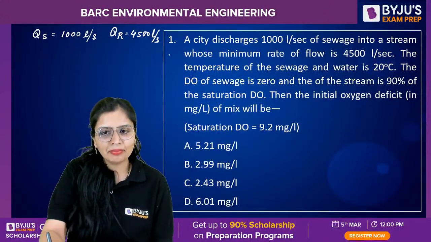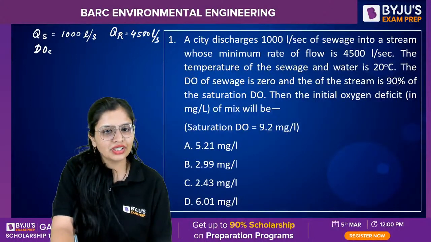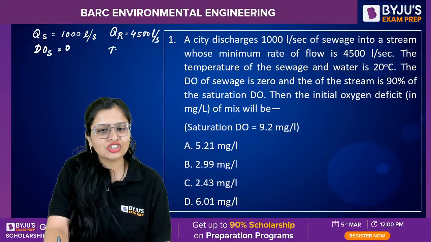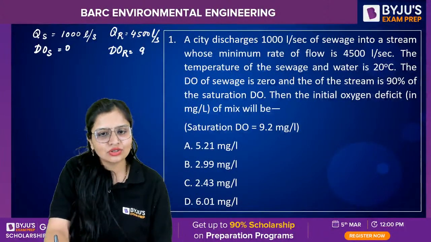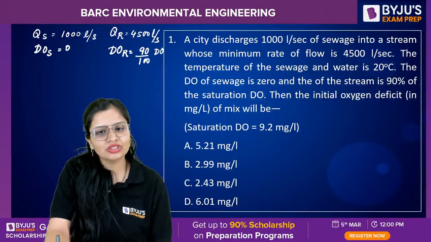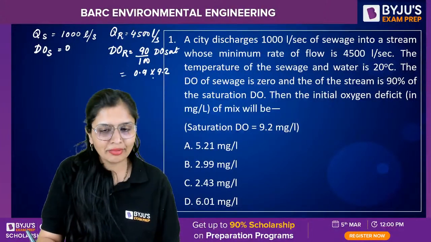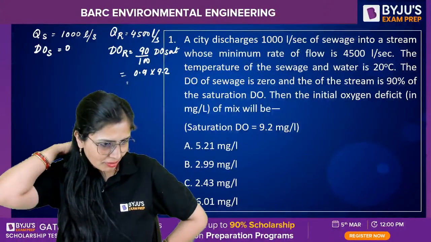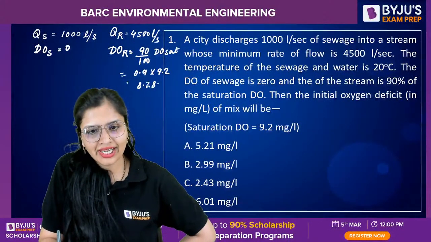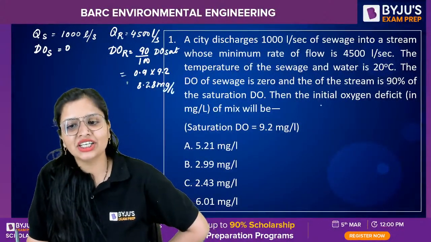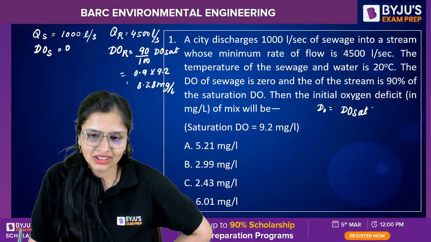Now the temperature of the sewage and water is 20 degrees Celsius. The DO of sewage is 0, and that of the stream, I'm taking stream as river, is 90% of the saturation DO. So that is 0.9 of 9.2. How much is this value coming? This is 8.28 mg per liter. So it is asking initial DO deficit. So initial DO deficit will be DO saturated minus DO mix.